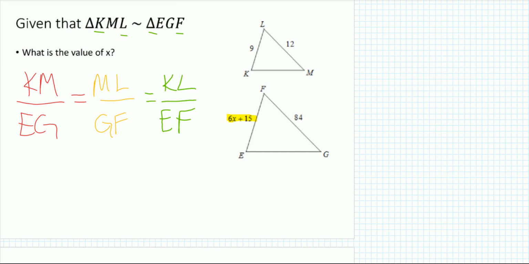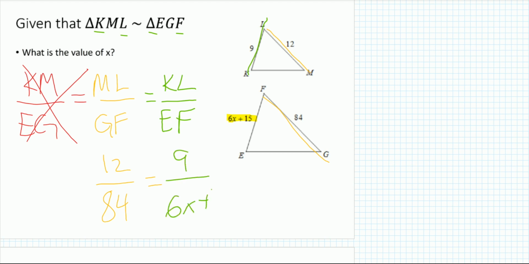Substitute, and let's see what we can get. Okay, so substituting, KM has nothing, EG has nothing, so I can't use that one. ML is this one here, so it'll be 12 over GF, which is 84, equals KL, which is going to be this one, 9 over EF, which is our 6x plus 15.